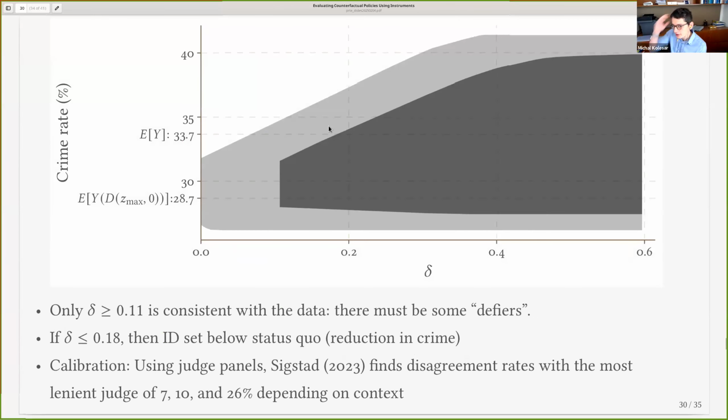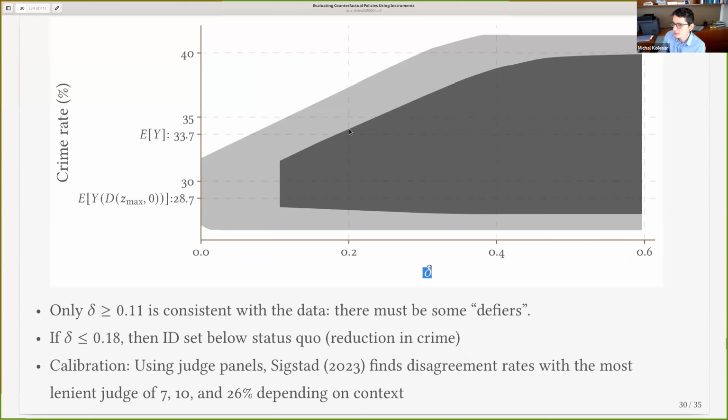Here's what the results look like. If I don't impose anything else, I get a fairly wide identified set for what would happen. Again, that just comes from the fact that there's many people who are not released. And so if I don't impose restrictions on who the judges are allowed to release, there's many things that could happen. And then in here on the x-axis, I'm plotting the bound of the disagreement rate delta.